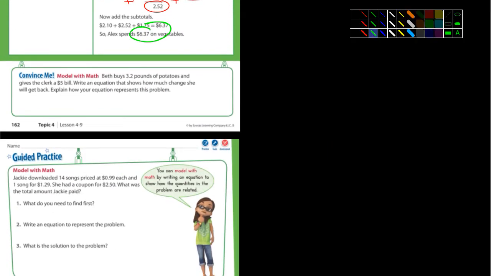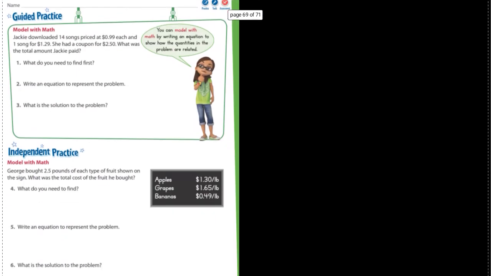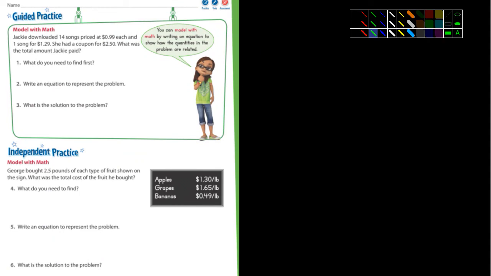I'm going to drop right down to the guided practice. Let's take a look at these. It says Jackie downloaded 14 songs at 99 cents each. And then 1 song for $1.29. And she had a coupon for $2.50, which means that it's going to be $2.50 off of that. What was the total amount Jackie paid?